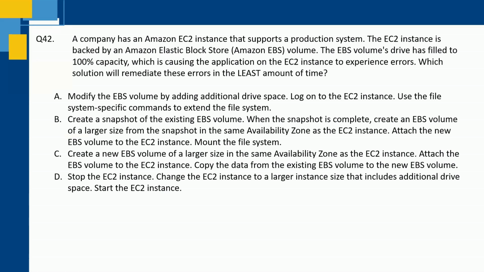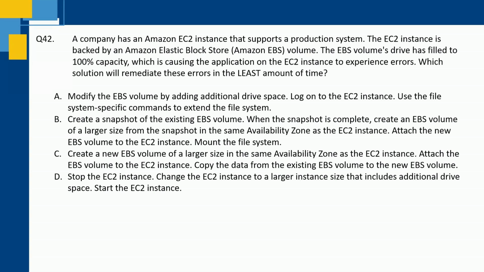A company has an Amazon EC2 instance that supports a production system. The EC2 instance is backed by an Amazon Elastic Block Store volume. The EBS volume's drive has filled to 100% capacity, which is causing the application on the EC2 instance to experience errors. Which solution will remediate these errors in the least amount of time?